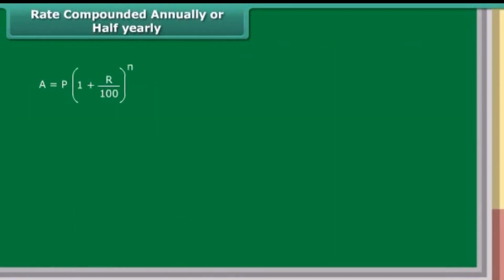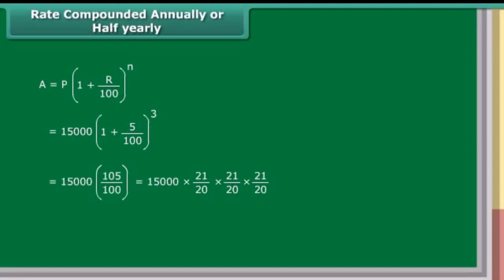A is equal to P into 1 plus R upon 100 whole raised to n is equal to 15,000 into 1 plus 5 upon 100 raised to the power 3 is equal to 15,000 into 105 upon 100, which is equal to 15,000 into 21 upon 20 into 21 upon 20 into 21 upon 20, which is equal to 17,364.37 rupees.